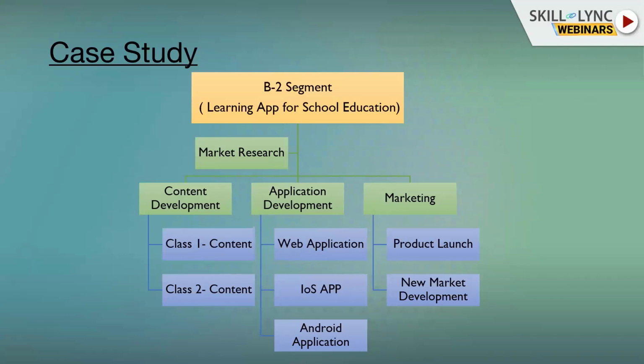Then the other is application development. If the content development is over, then we move on to the second activity, and that is application development. What kind of applications can we develop? It can be developed through web applications, iOS applications, or Android applications. We have utilized those applications, right? We have used those applications.